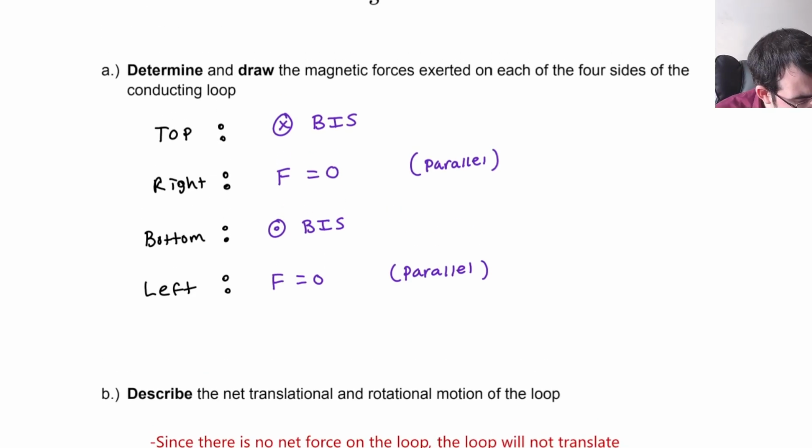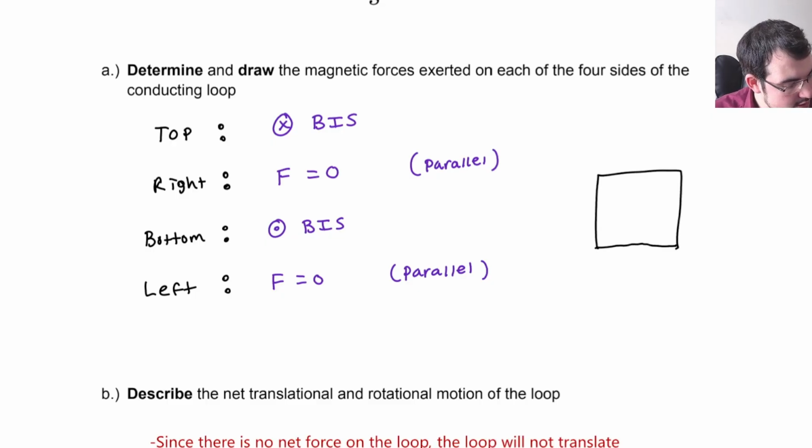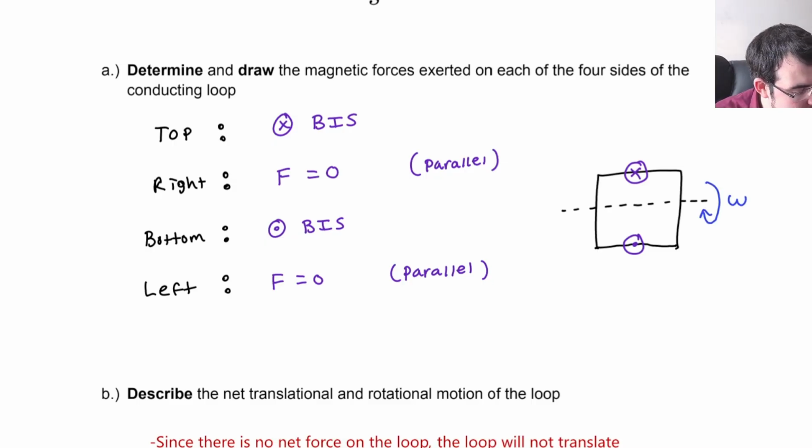But if we think about what this is going to actually do, we're pushing in here and we're pulling out here. So the top of the loop is trying to swing into the page and the bottom of the loop is trying to swing out of the page. So we're essentially going to get rotation sort of about this axis. So we actually are going to get a net torque.